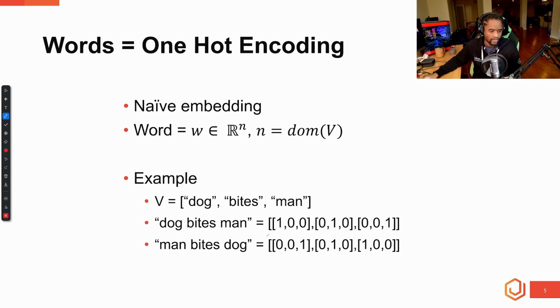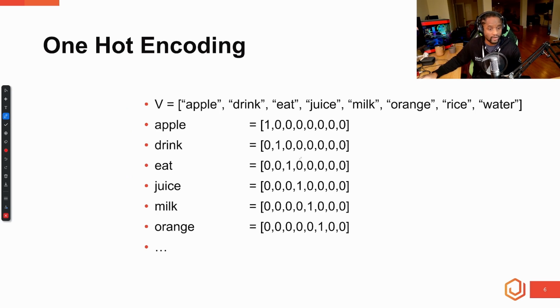Okay. So then when you flip it all around, you get man bites dog. It's the same representation of the word. The word is an assortment of these values. This is a one-hot encoding, right? So let's look at another view of a one-hot encoding.